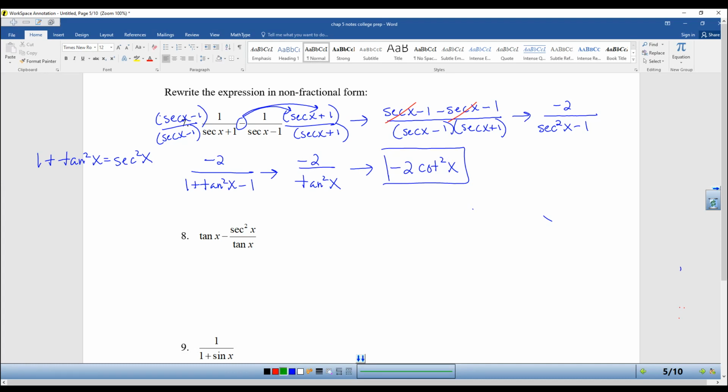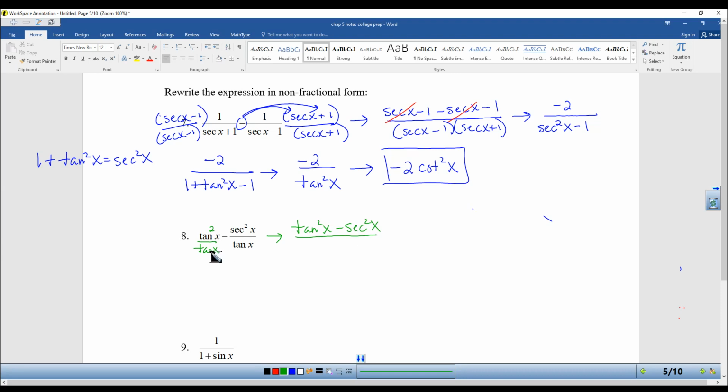Number 8. So this one has a denominator and this one doesn't. So I want to give it a denominator. And this one you don't have to write on the top and the bottom. Instead, you can just add a square because that's what's already up there. That will give me tangent squared x minus secant squared x.